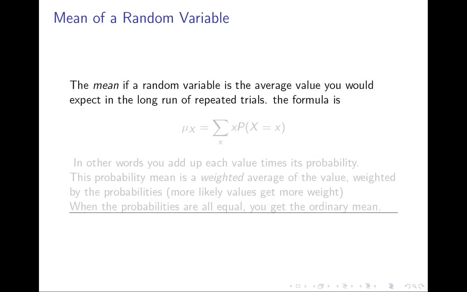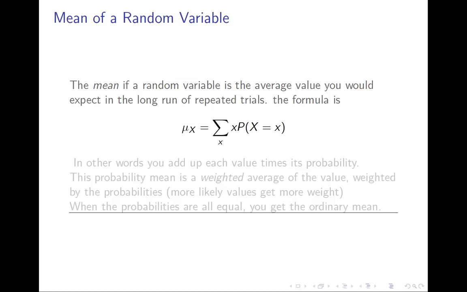The next thing we did with numerical variables was find the mean. The mean of a random variable is the average value you would expect in the long run of many trials. That is, if you roll the die thousands of times, or ask thousands of people how many children they have, and then average all those numbers, in the long run, that average should approach the mean of the random variable.